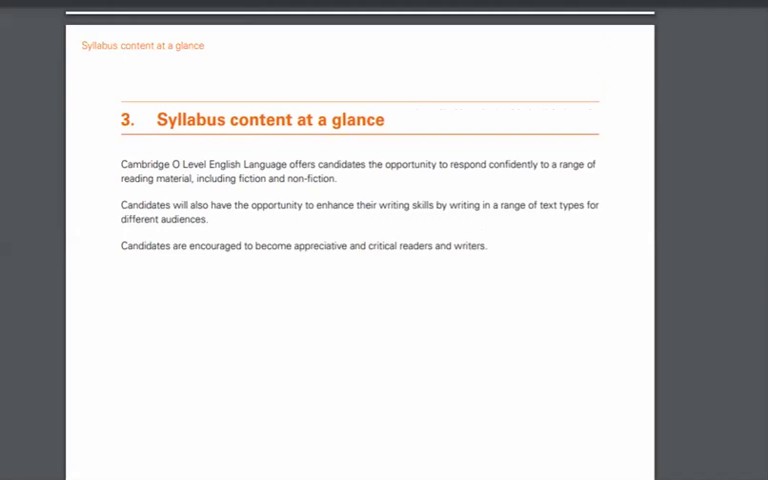Cambridge O-Level English Language offers candidates the opportunity to respond confidently to a range of reading material, including fiction and non-fiction. Candidates will also have the opportunity to enhance their writing skills by writing in a range of text types for different audiences. Candidates are encouraged to become appreciative and critical readers and writers.